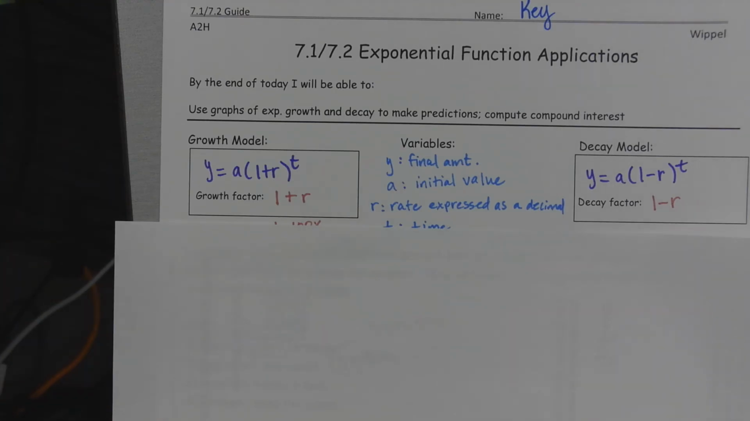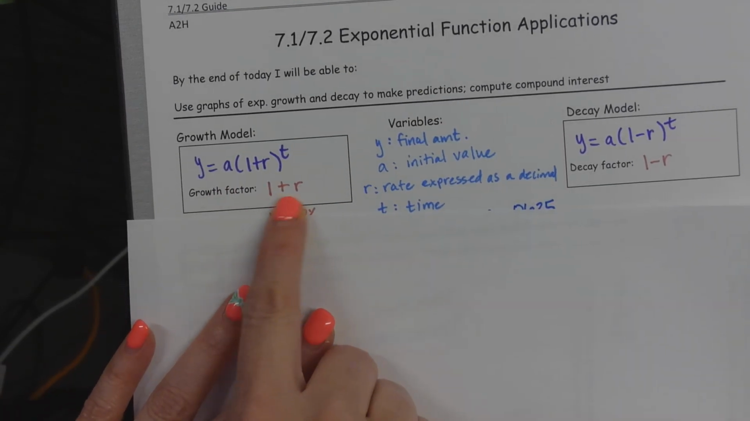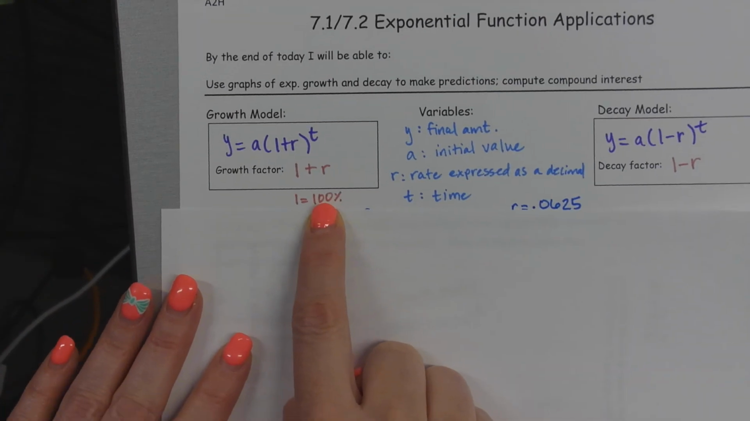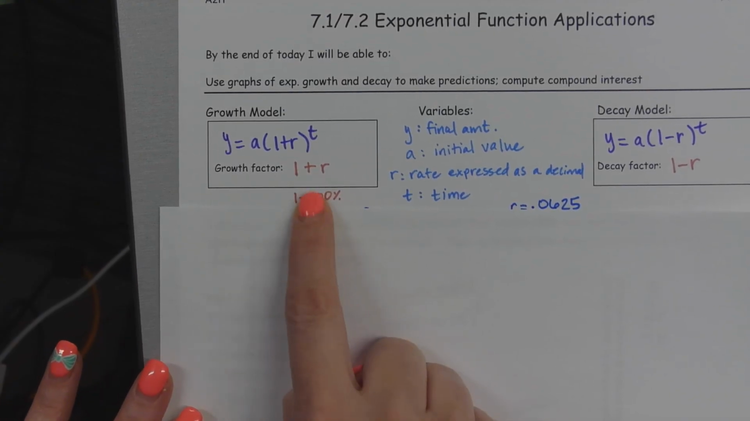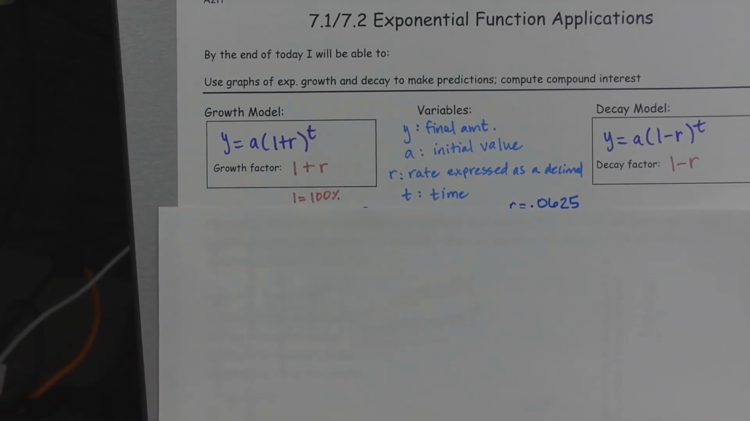So the growth model and the decay model are very similar. If it is growth, you are adding the rate. The reason why the growth factor is 1 plus r is because 1 is equivalent to 100%. So you have what you started with in the 1, the 100%, and then that rate gets added to it. And then your exponent is going to be t.